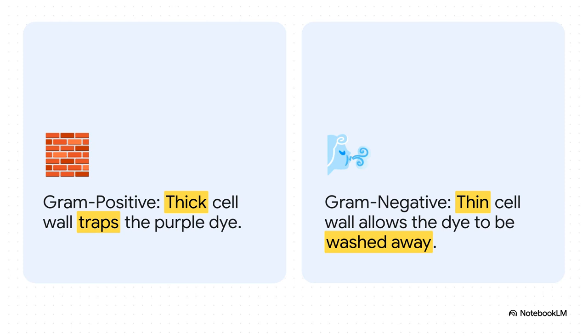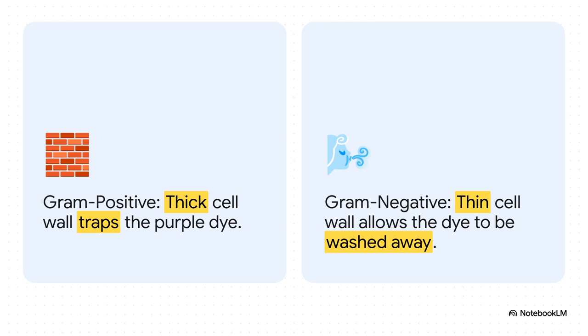So you've got to be asking, why the difference? Why do some hold the color and others don't? It's all about their cell walls, basically their armor. The gram-positive bacteria have this really thick, dense wall that traps that big purple dye molecule. But the gram-negative bacteria, their wall is much, much thinner. So the dye just washes right out.